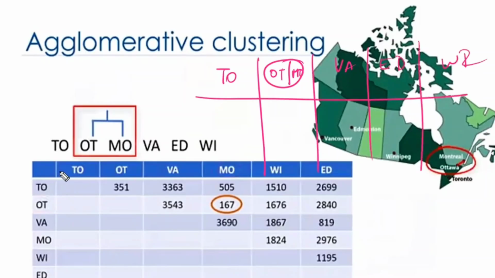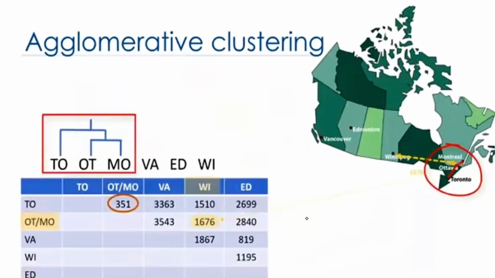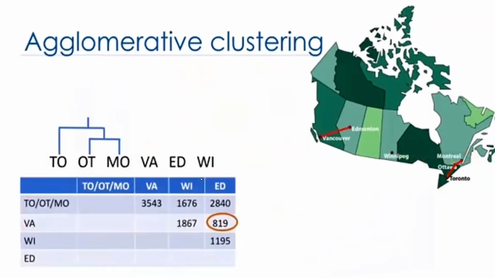Now, earlier you had 6 rows and 6 columns. Now you have only 5 rows and 5 columns. And you are going to recalculate the distance matrix once again. Once again, you have to refresh the distance matrix. And after that, you will identify that TO is very close to this one. So you are going to combine that one. Now, this is entirely one set. Again, you are going to refresh and calculate the distance matrix separately.